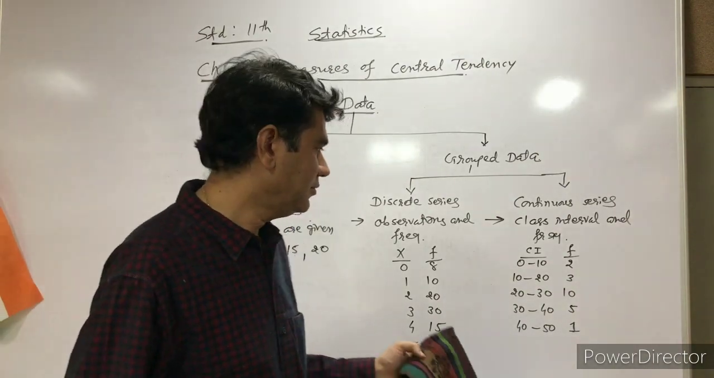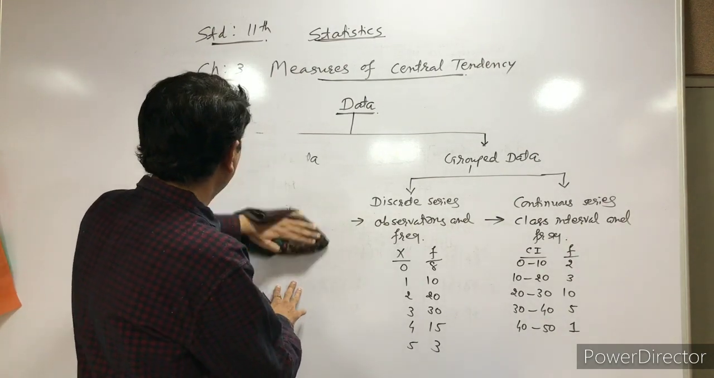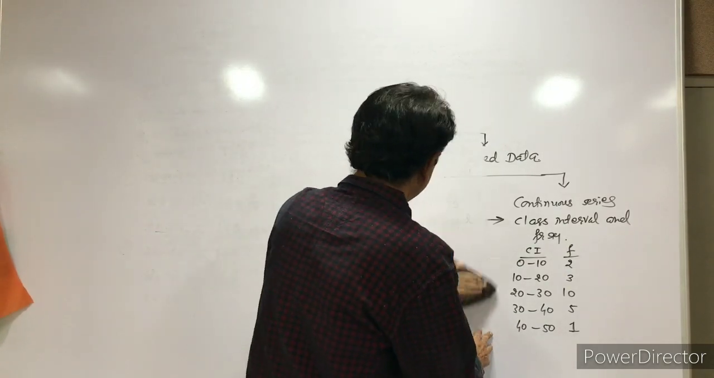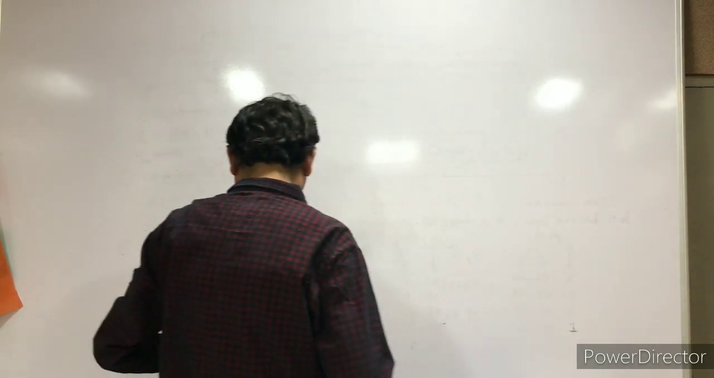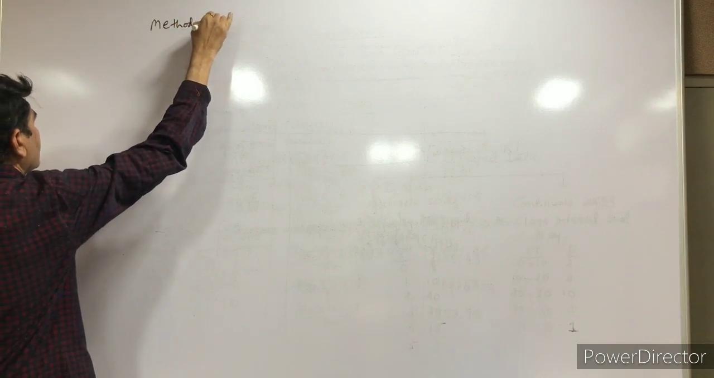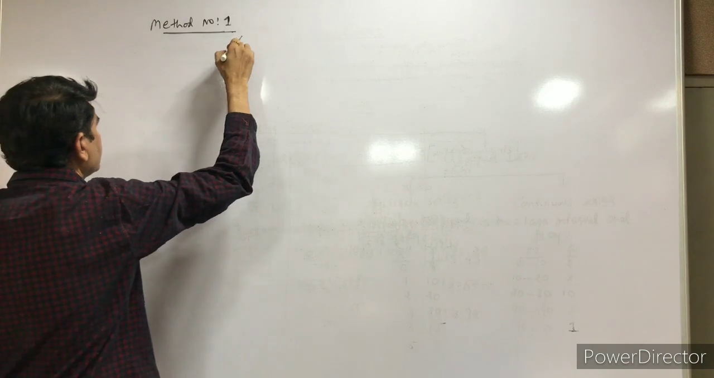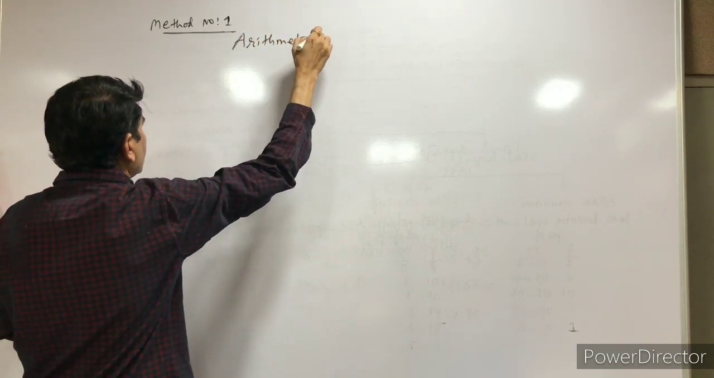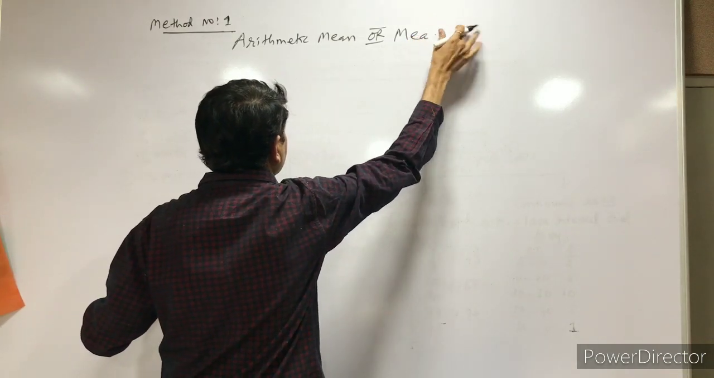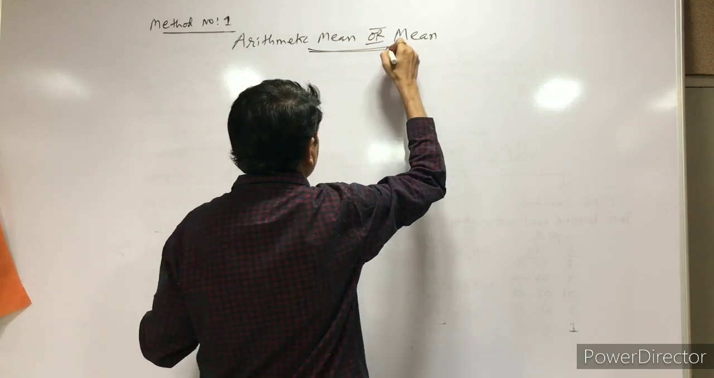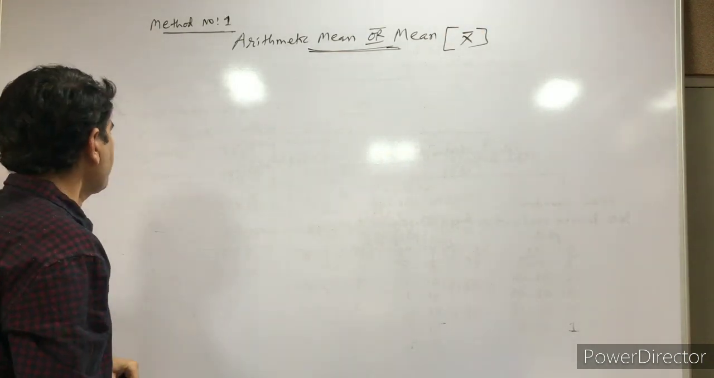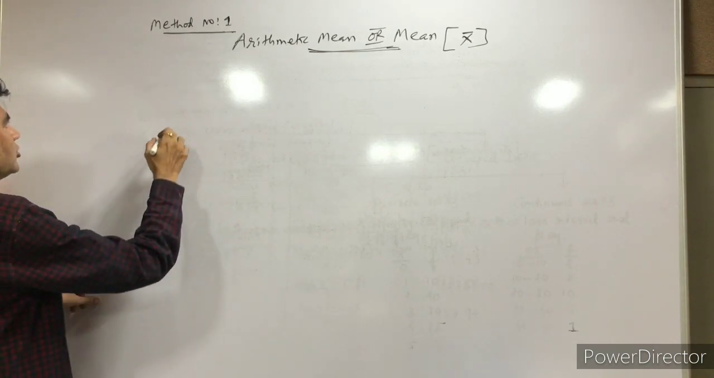Okay students, now we start the first measure, arithmetic mean, or you can say only mean. So write down method number 1. Arithmetic mean, or just mean, defined with x bar. And write down formulae for ungrouped data.